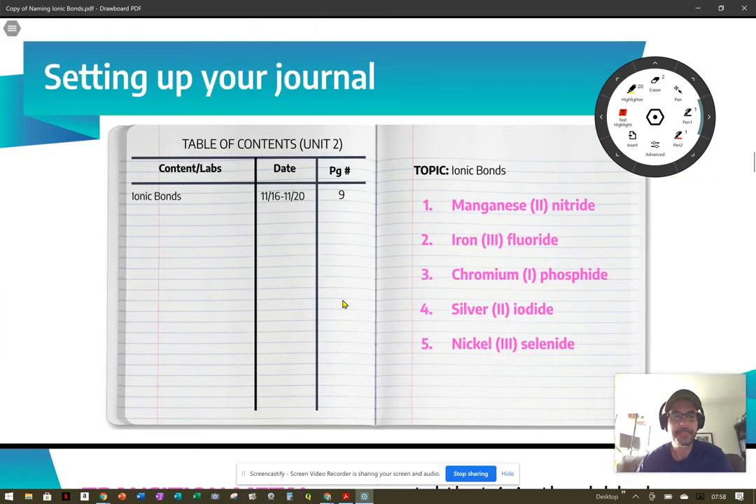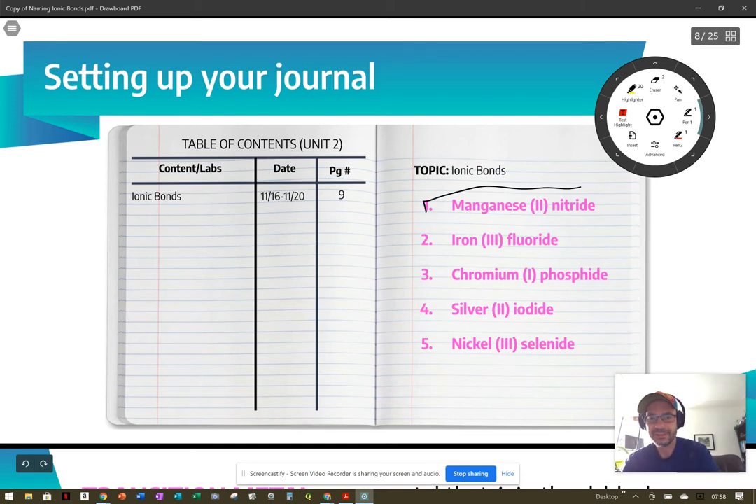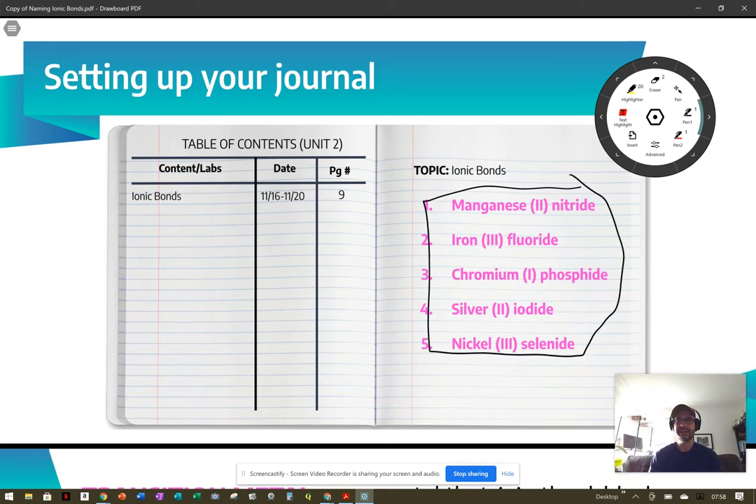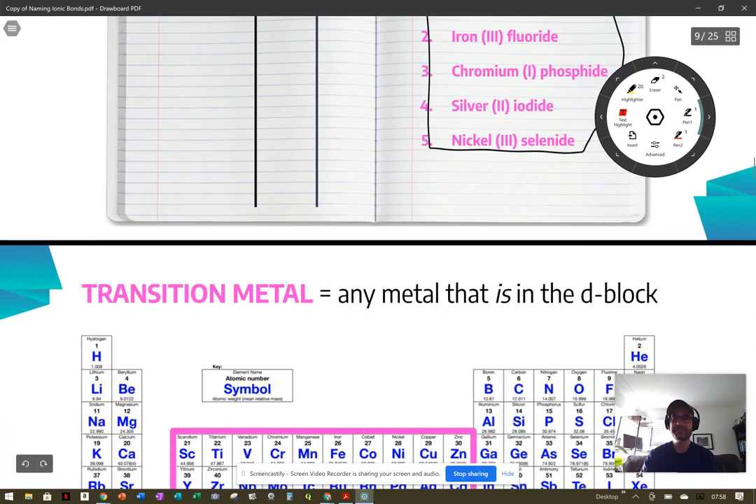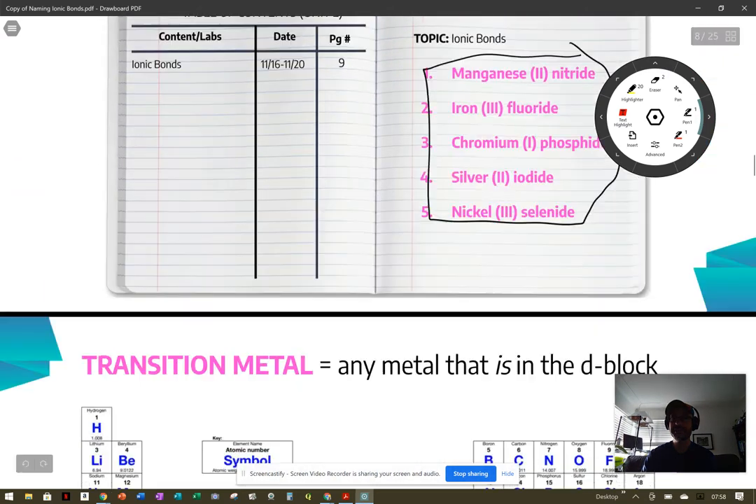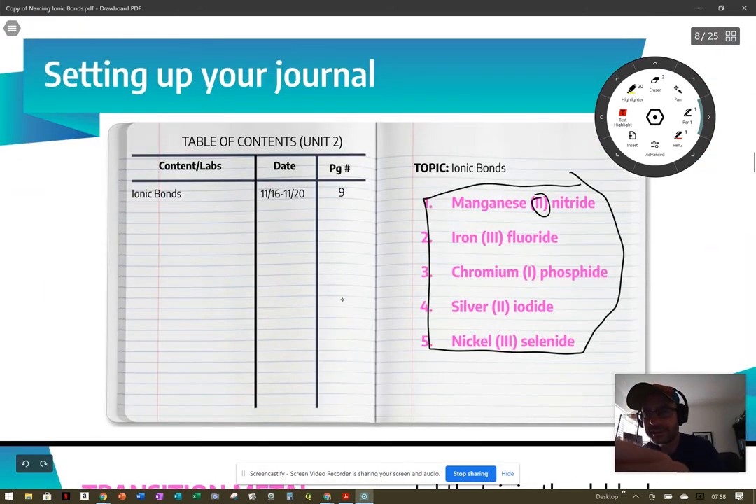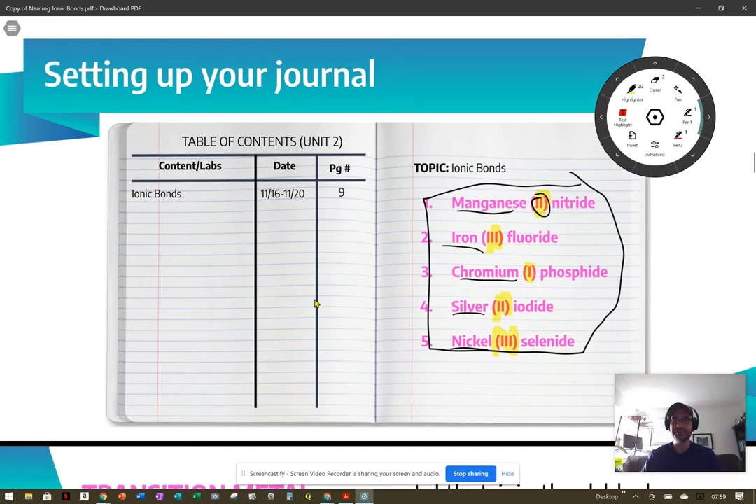So now we're going to be looking at the transition elements. So you're going to have to write these down in your notebook so that you can go ahead and write their formulas. Now, writing the formula from the name of transition metals is pretty easy because these numbers here that I'm going to highlight tell us what the charge of the metal is, remember the metals are written first.